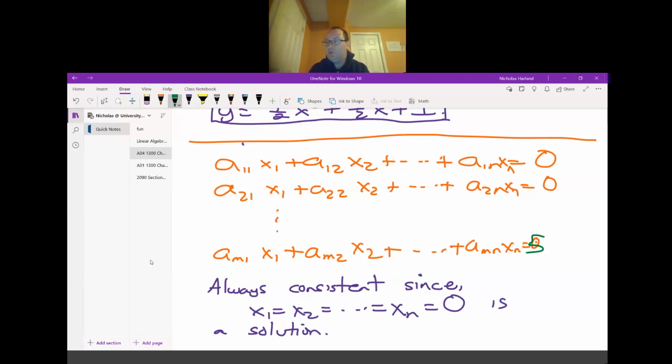No. Why not? What could happen that couldn't happen before? Right. First of all, the trivial solution is certainly not a solution anymore. And what could go wrong because of that? When we row reduce, if we have a non-zero in the right-hand column, all of a sudden it's possible to have 0 equals not 0. In which case it's possible to get an inconsistent system.